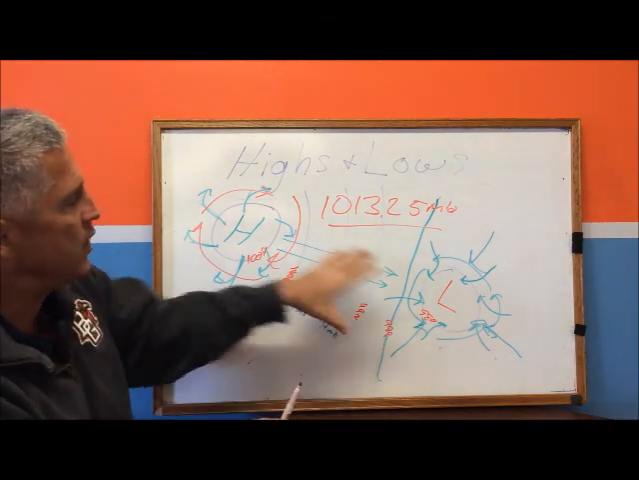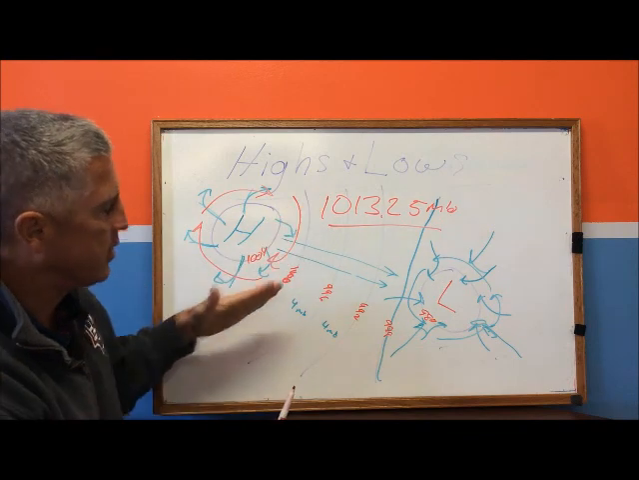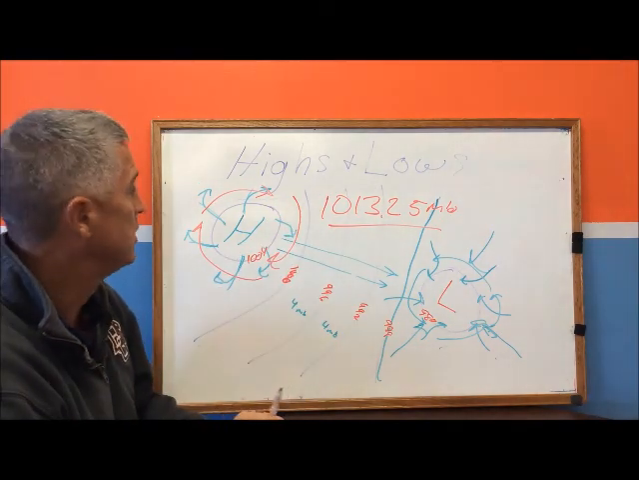So that's highs and lows. It's a little bit of how it impacts wind direction, how air moves, what isobars are, and sea level pressure.